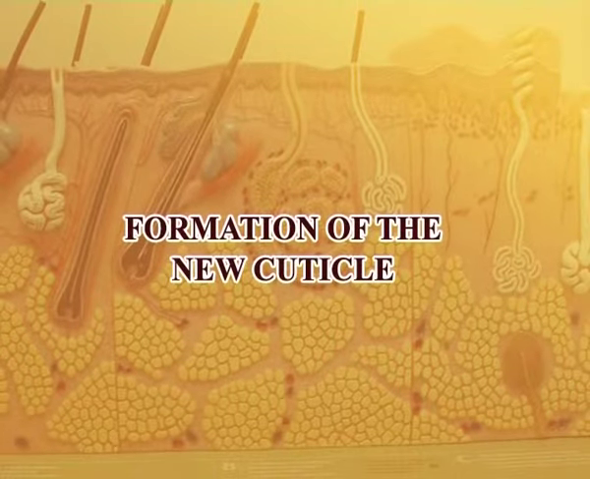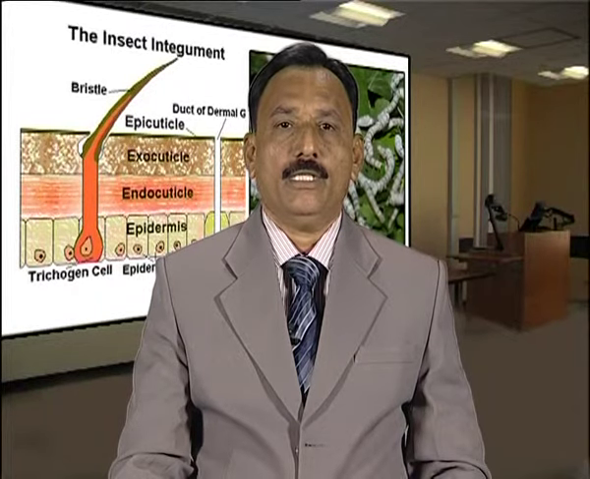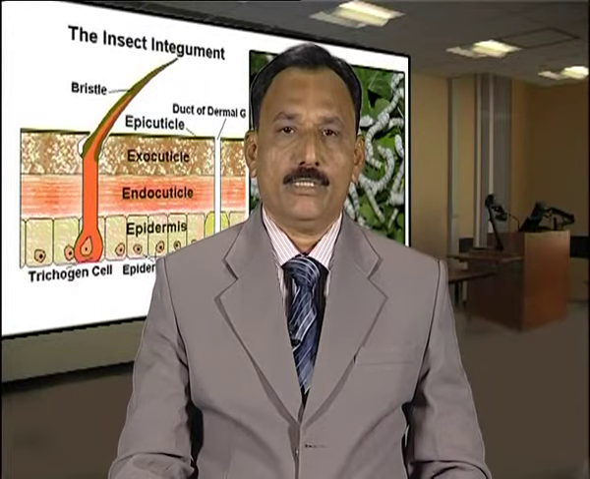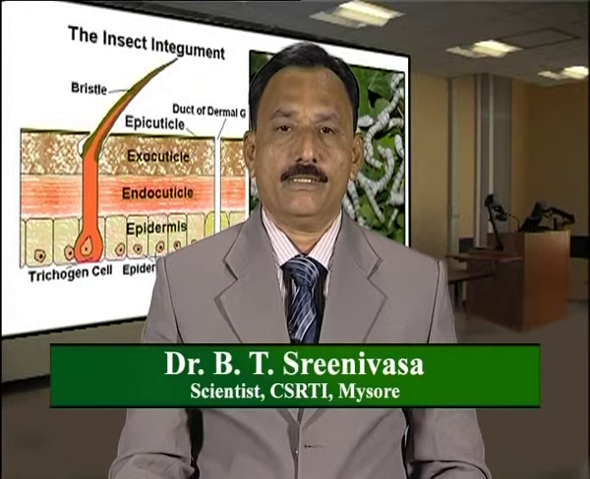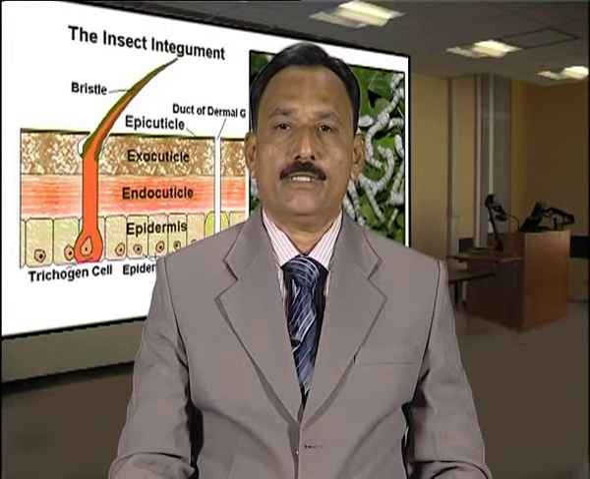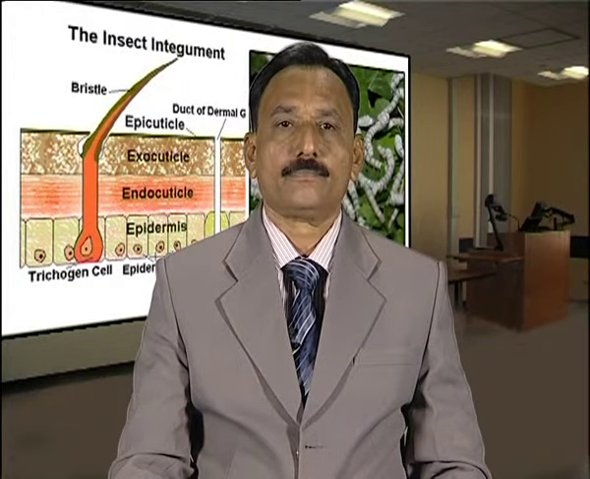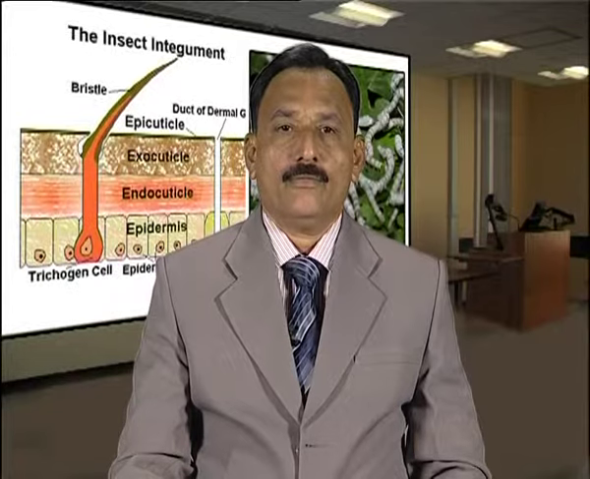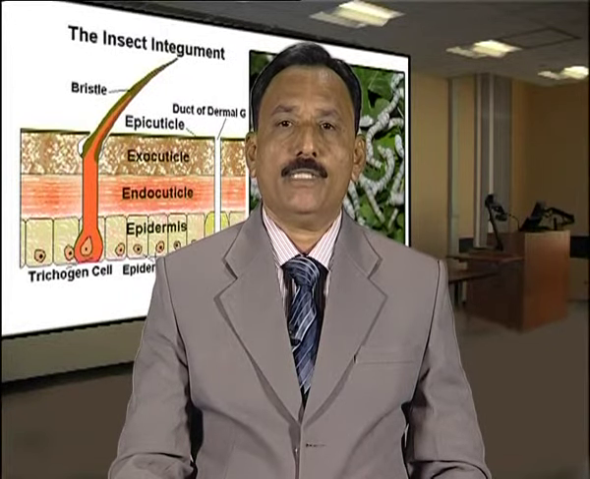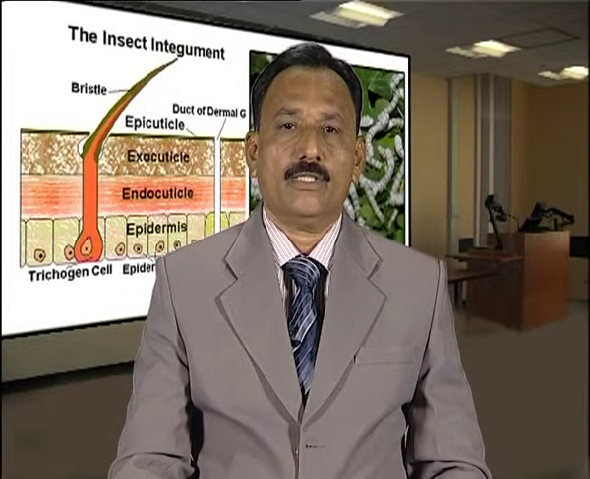Formation of the new cuticle. When the silkworm larvae enters the pre-molting stage, the epidermal cells of the integument undergo several changes in morphology, nucleus and cytoplasm. Firstly, the epidermal cells become highly elongated and the nuclei close to the basement membrane migrate to near center. The chromatin of the nuclei also undergo changes and a large number of nucleoli are formed.